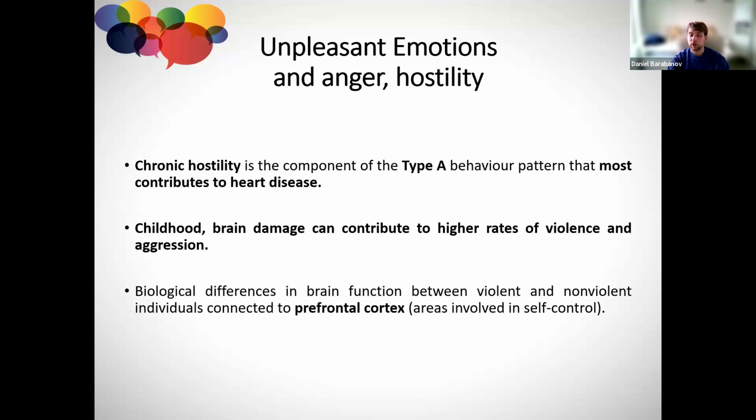Biological differences in brain function between violent and non-violent individuals are connected to the prefrontal cortex, the areas of the brain responsible for self-control. So basically, non-violent people are not necessarily more friendly, they just control their behavior much better. They know that they shouldn't express this openly because it might harm their social relationships, other people, their social status, and so on. Some people with a less developed prefrontal cortex just do not control their behavior to the same extent, and when they feel those impulses, they start to act more impulsively.